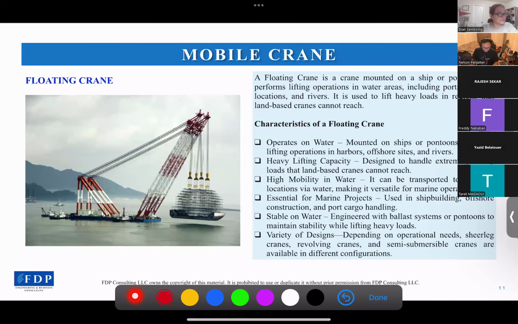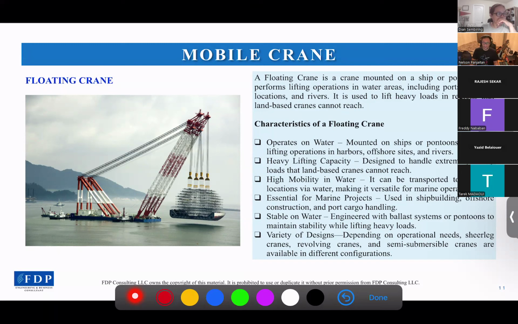The next one is another type of mobile crane. I think some of us are also familiar with this, the floating crane. This type of crane is mounted onto a barge or vessel so that you can do the lifting operation on the water.